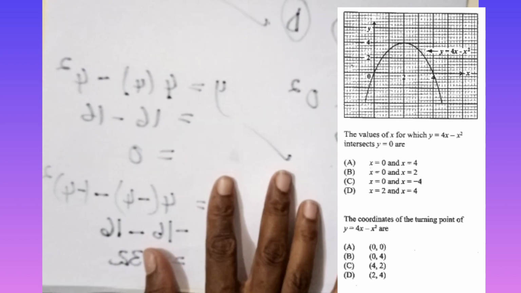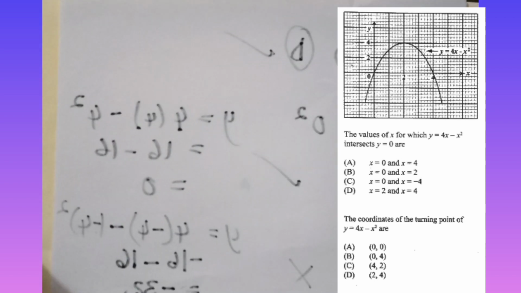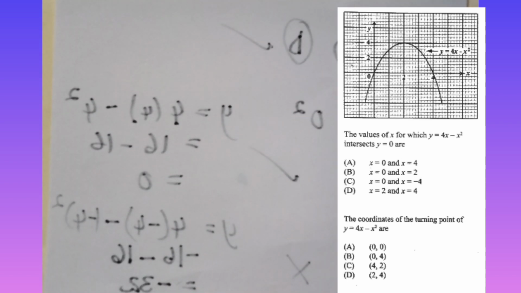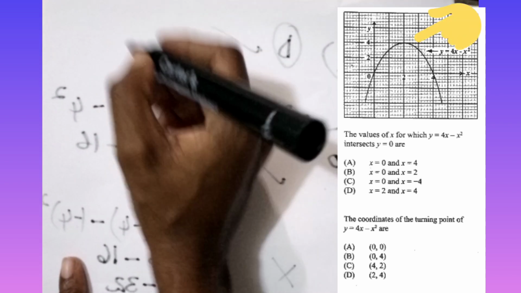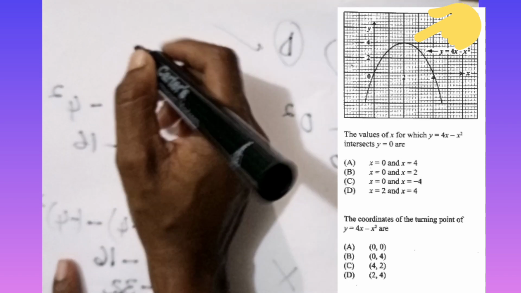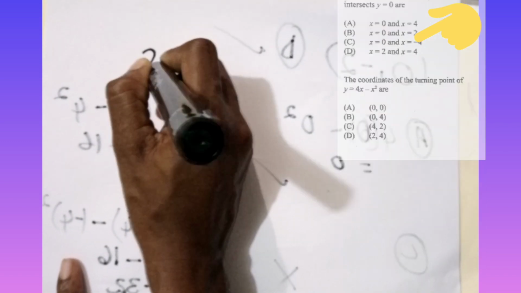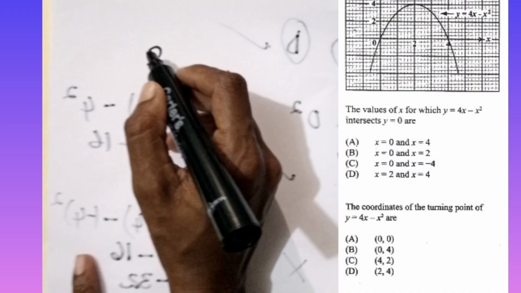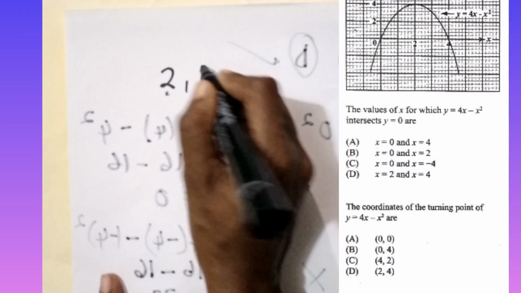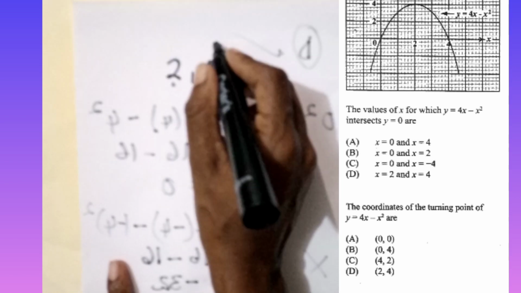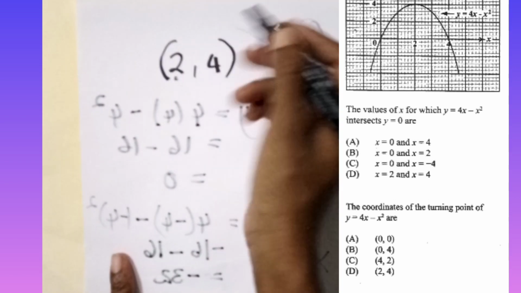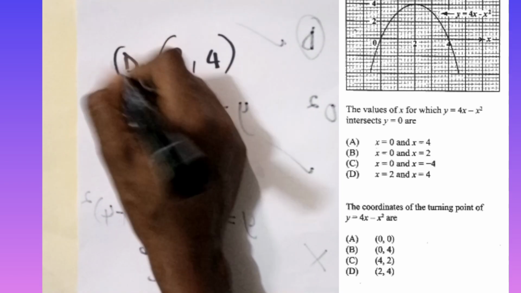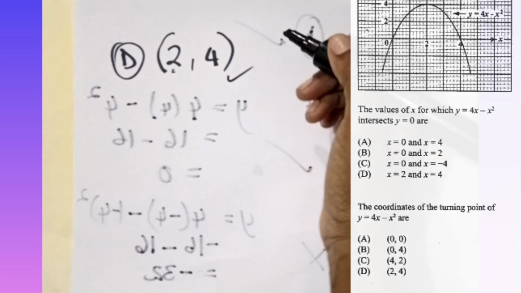Now the next part of that question. You need to determine the coordinates of the turning point of the curve. So the turning point is going to be at the maximum point there and then coming down, right? So if you look closely, you would see that the turning point is at 2 on the x-axis and 4 at the y. So it is 2, 4. 2, 4 is D.